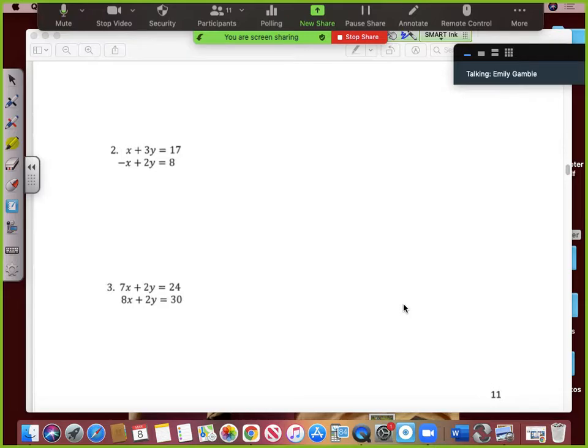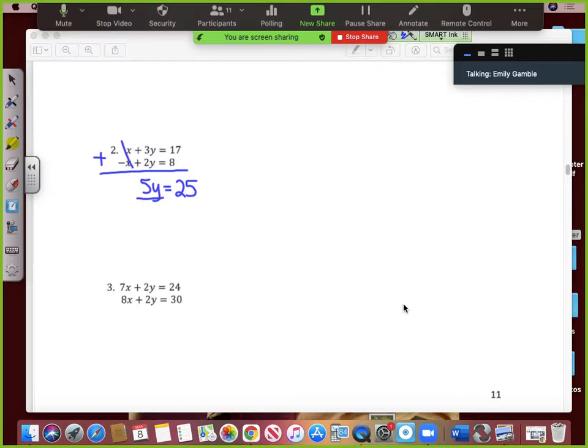If I look at these two equations, you're looking at the x's and the y's. What variable will go away? What variable will cancel out if I take these two things and add them together? Yes. If I take these two equations and I add them together, the x's are going to cancel out since 1x plus negative 1x is 0. Then I can add the rest of them straight down. I'm going to have 3y plus 2y, that's 5y. 17 plus 8 is 25, so I get 5y equals 25.